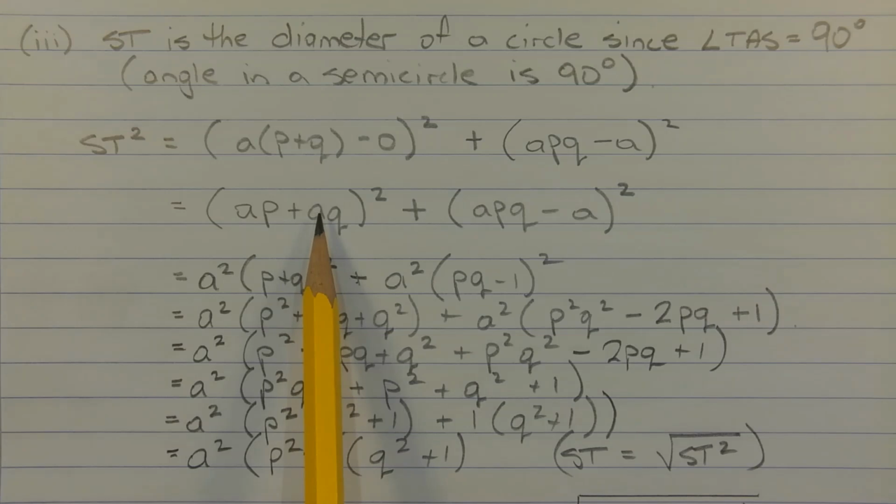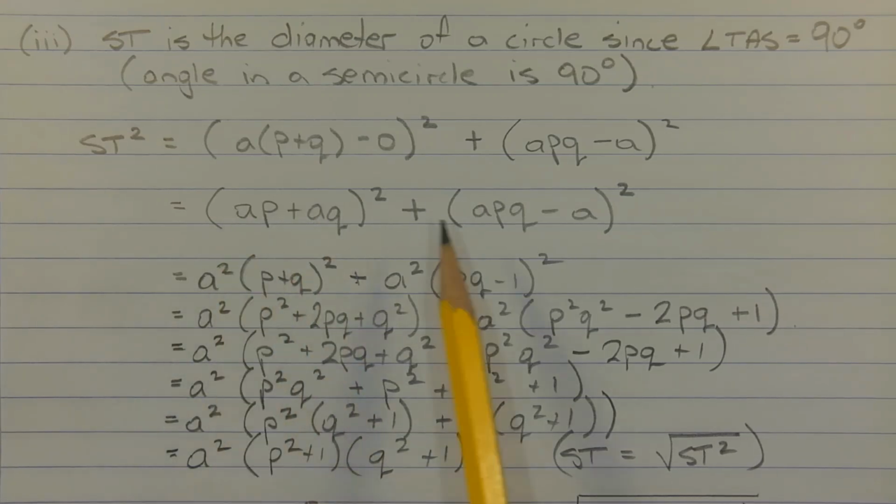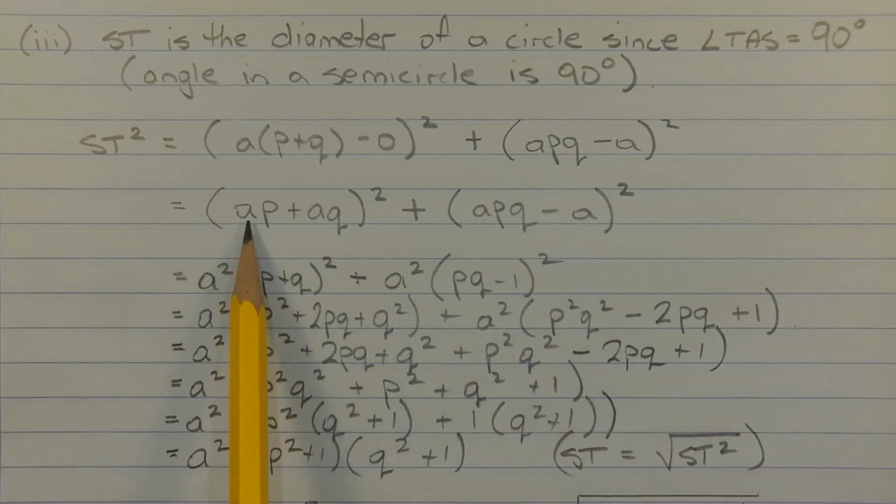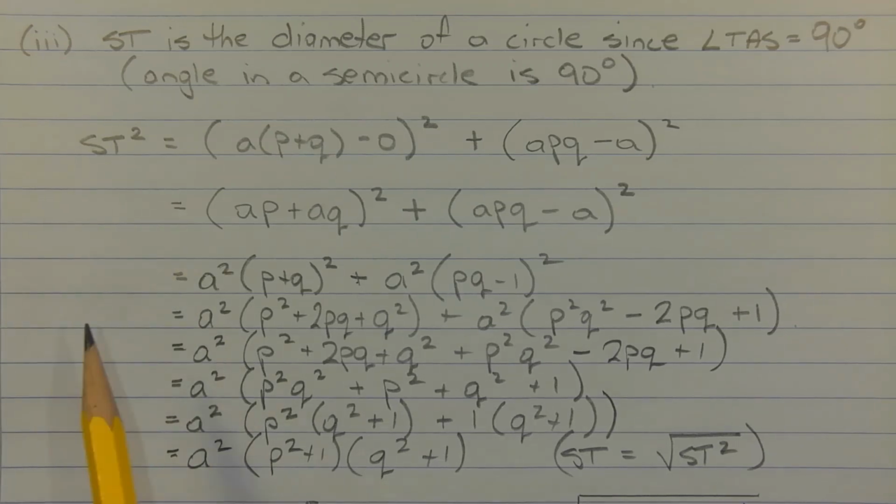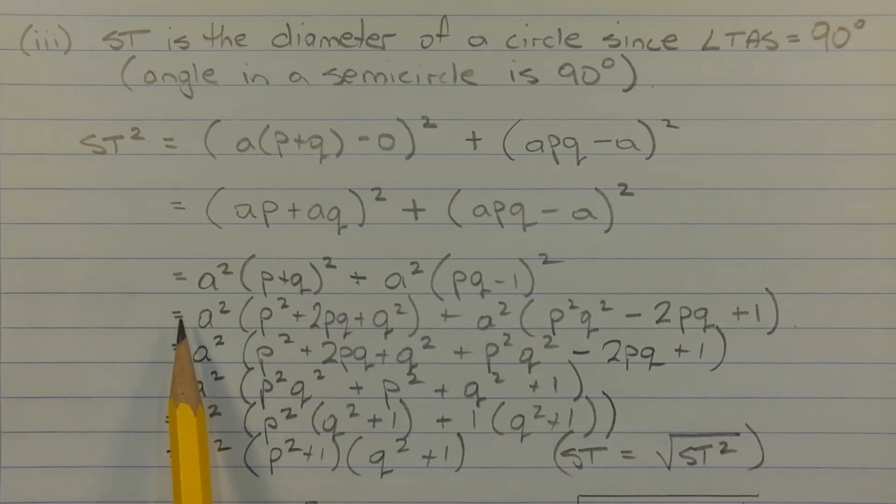Now we can factorise out a from this bracket here and also this bracket here. And when we factorise it out, it becomes a squared. So ST squared is equal to a squared times (p plus q) squared plus a squared times (pq minus 1) squared. So we have a perfect square expansion here and here. And that gives us a squared times (p squared plus 2pq plus q squared) plus a squared times (p squared q squared minus 2pq plus 1).